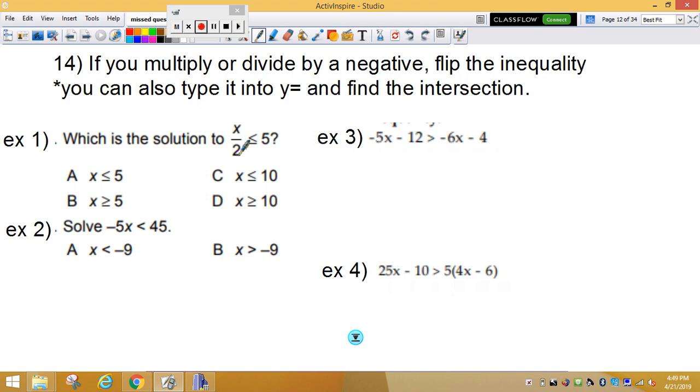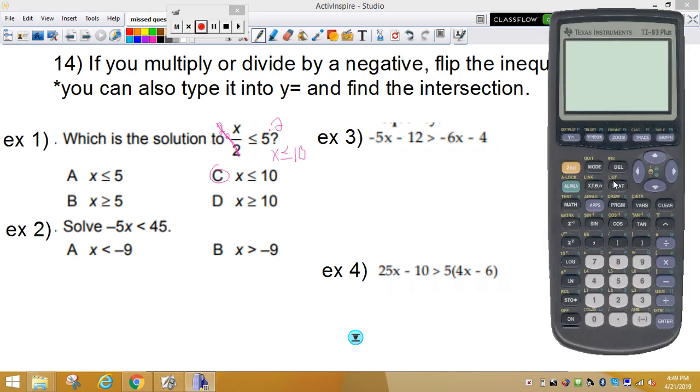So example 1, I want to get x by itself. Well, these are dividing, and the opposite of dividing is multiplying. So I'm going to multiply both sides by 2. You need to write this down in your notes. So x is less than or equal to, and 5 times 2 is 10. So the answer right there is C.